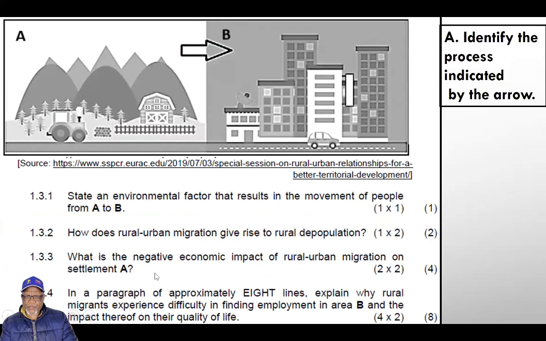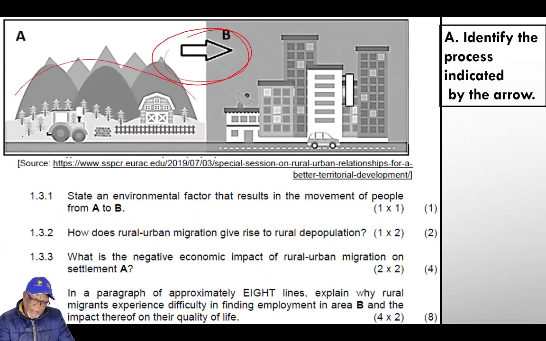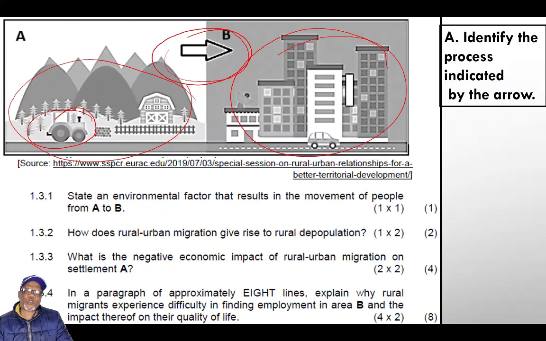Now, let's look at the questions here. What is important? I want you to identify this arrow. What does this arrow mean? What is this area? You can see there's a tractor there. What are you associating a tractor with? And you can see here we have tall buildings. What are you associating tall buildings with? So associate tall buildings with urban area and tractor with rural area.